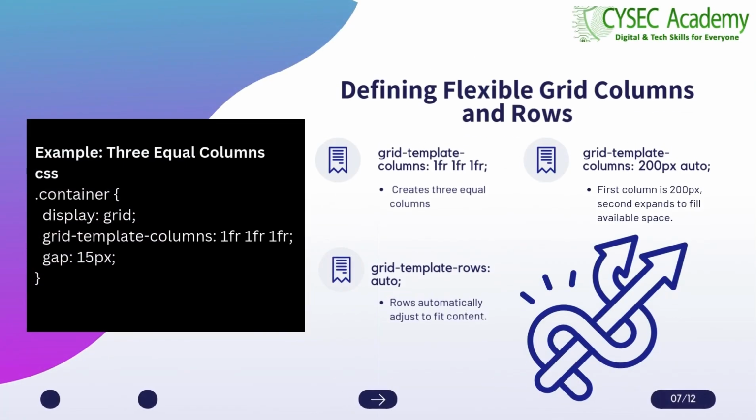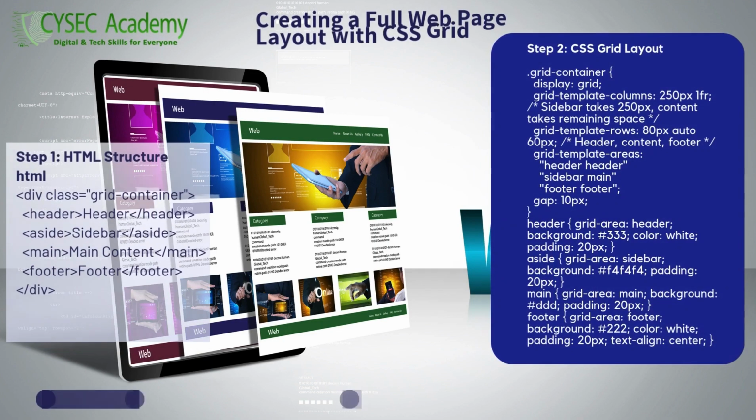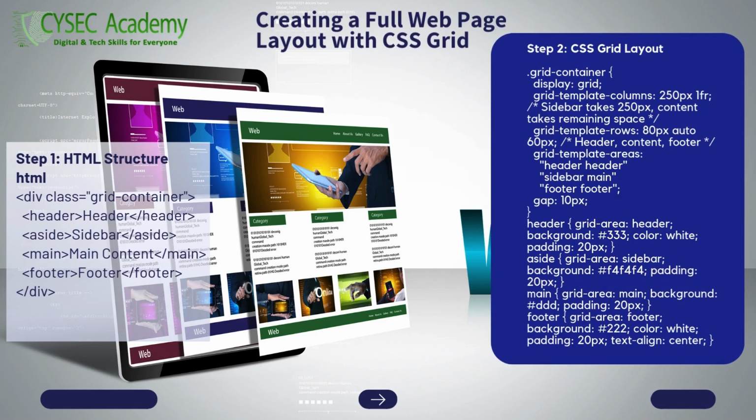Defining flexible grid columns and rows. Rather than fixed pixel values, you can use fractional units, FR, percentages, or auto. The example on the screen adjusts the columns dynamically based on available space, which is perfect for responsive design. Creating a full web page layout with CSS Grid.